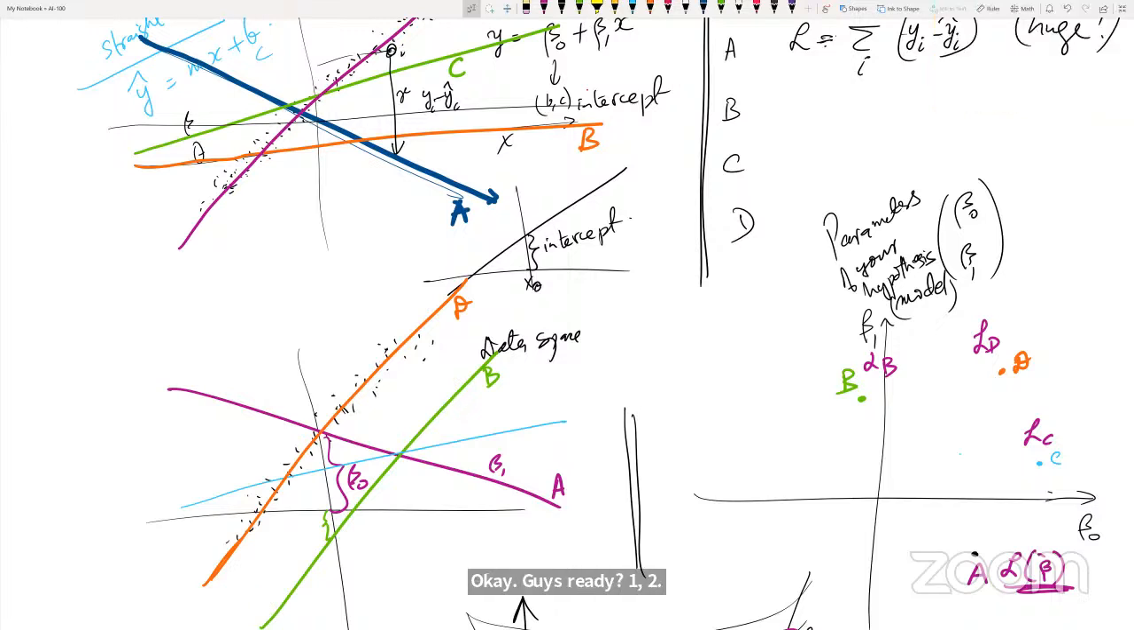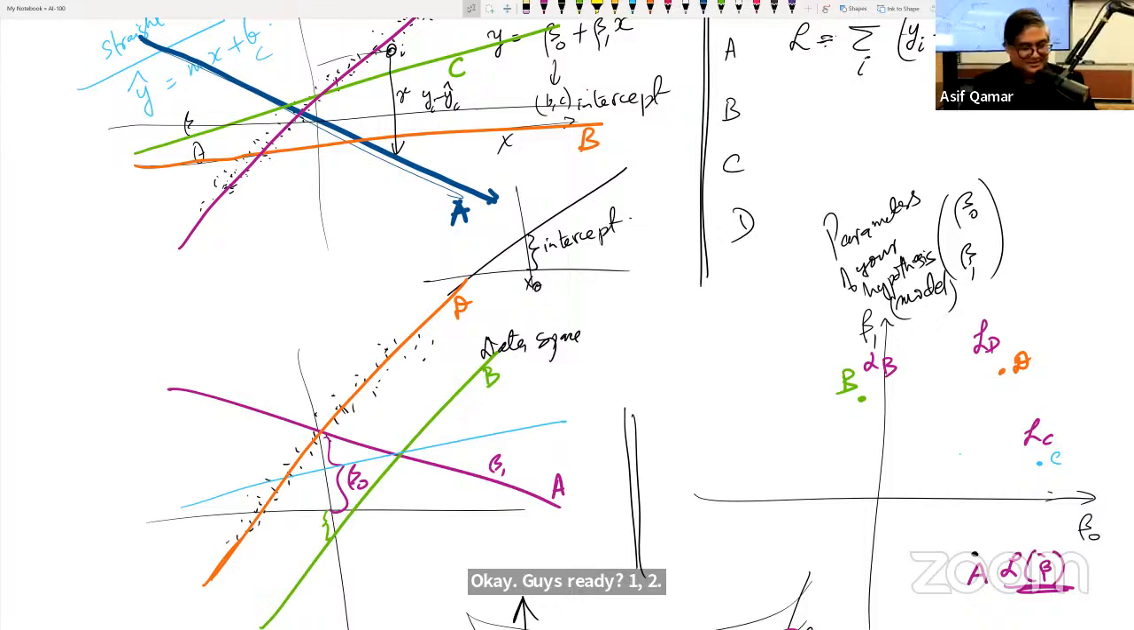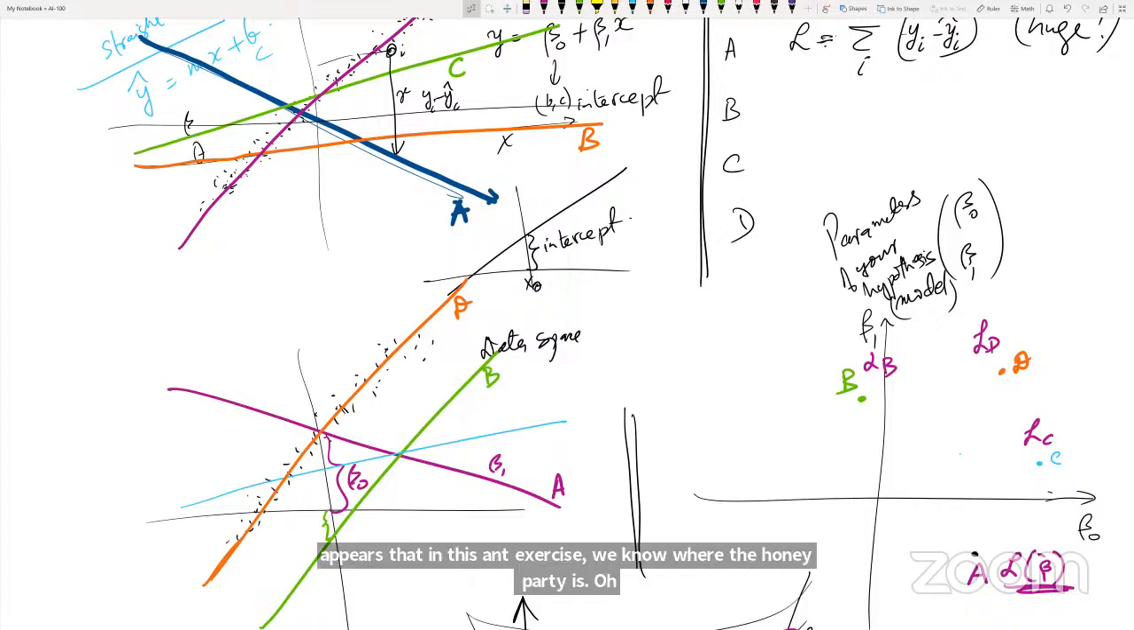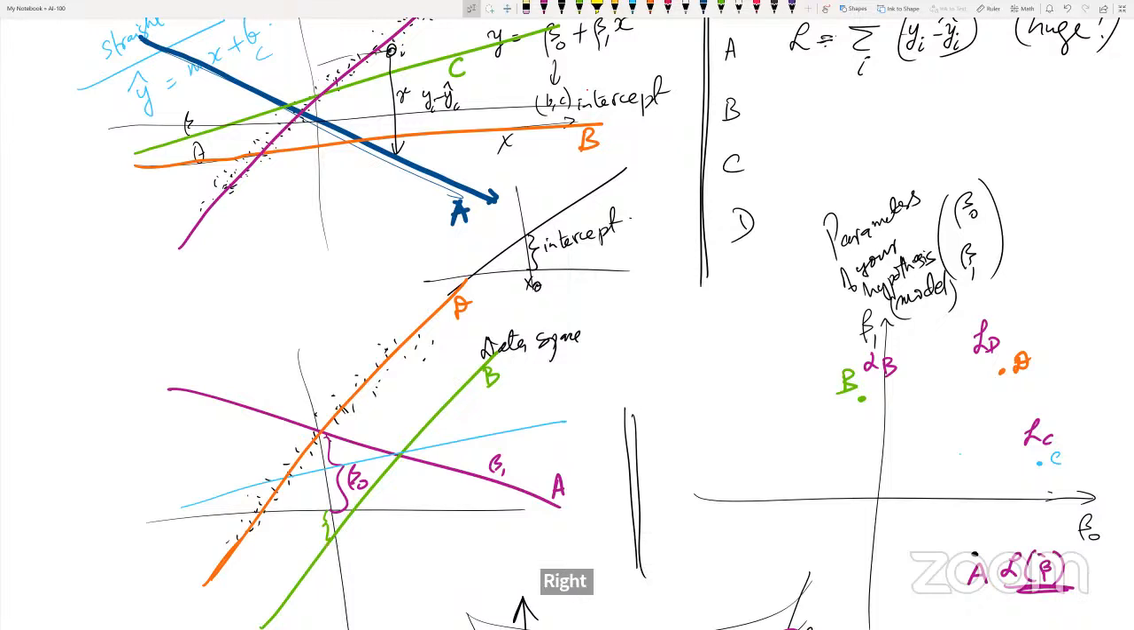Asif, there is a question in the chat. If you wouldn't mind, I can read it. Please do. It appears that in this ant exercise, we know where the honeypot is. Hence, we know all the moments relative to that honeypot. However, in a real problem where we don't have the final destination, how do we ascertain that the direction we are moving is taking us closer to the target?